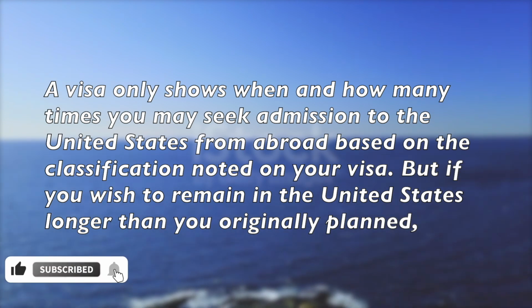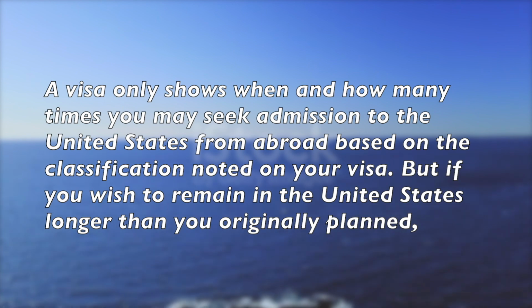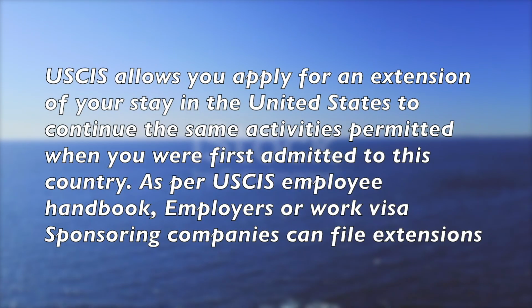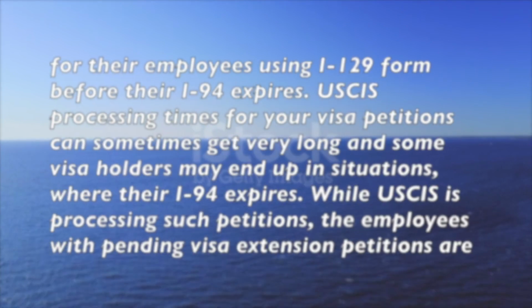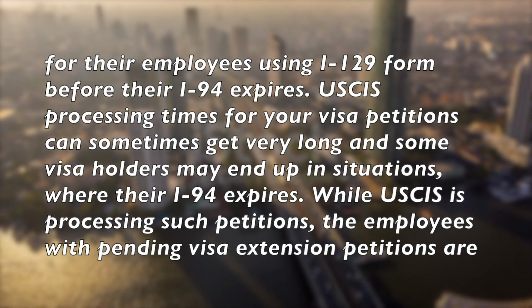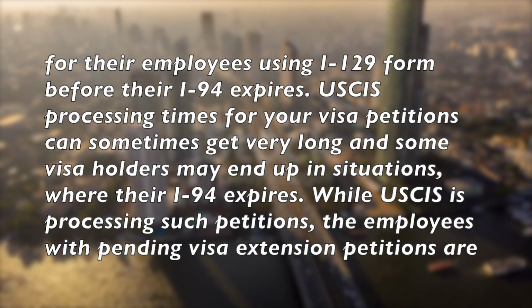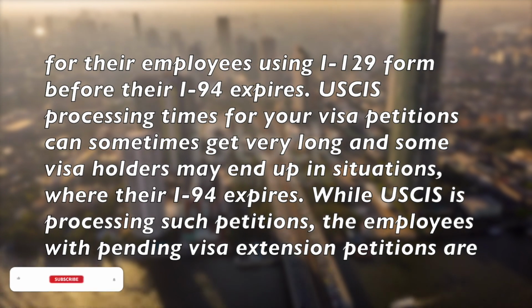But if you wish to remain in the United States longer than you originally planned, USCIS allows you to apply for an extension of your stay to continue the same activities permitted when you were first admitted to this country. As per the USCIS Employee Handbook, employers or work visa sponsoring companies can file an extension for their employees using Form I-129 before their I-94 expires.